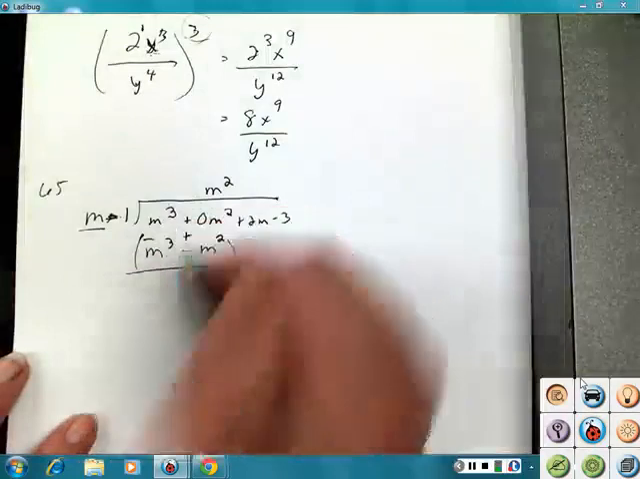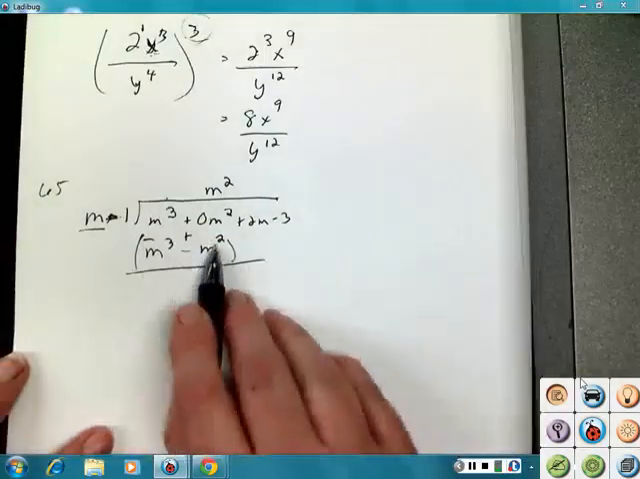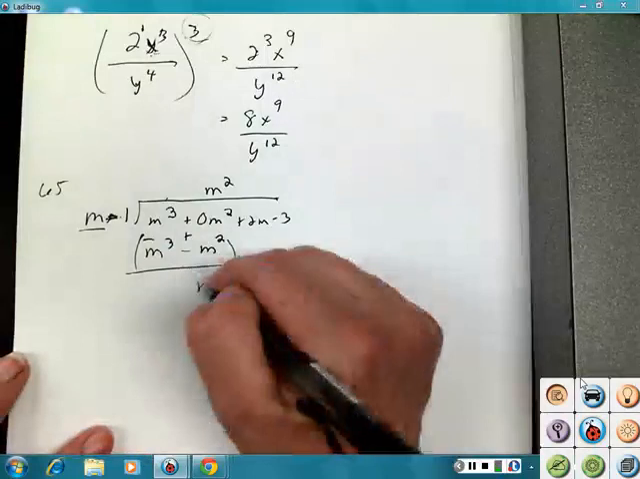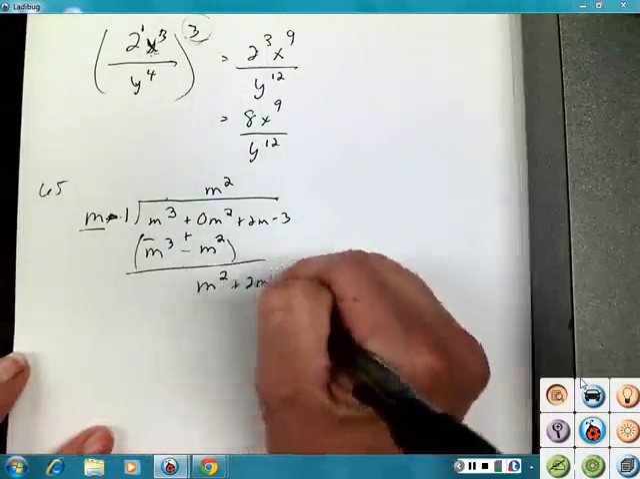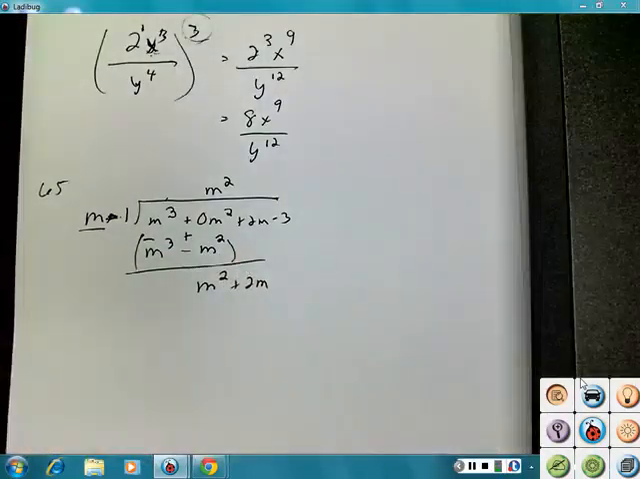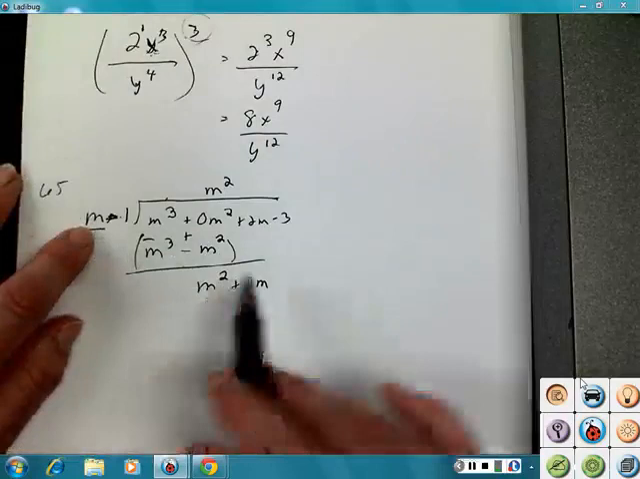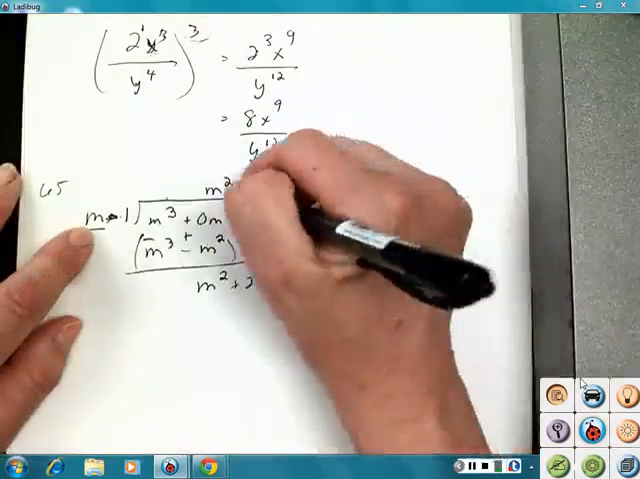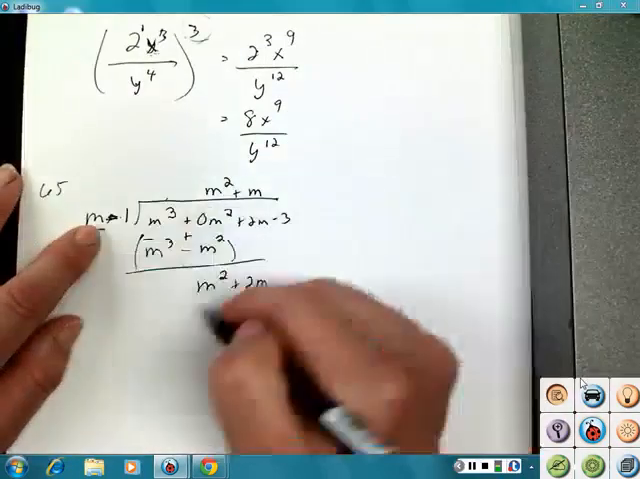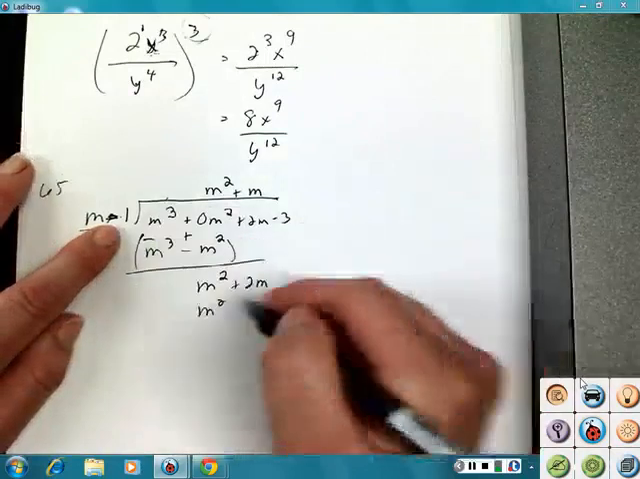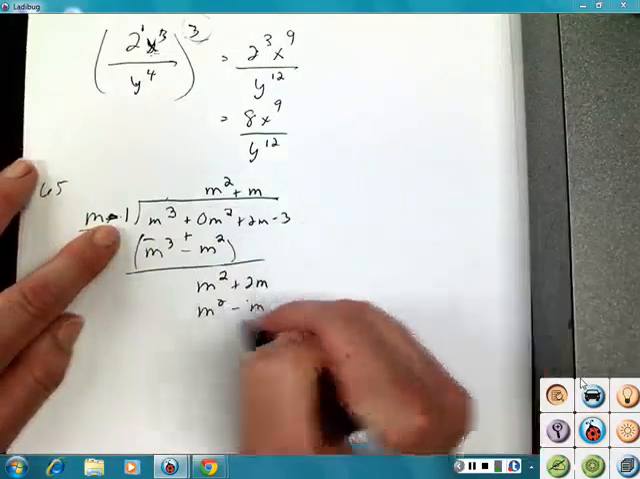Change my signs. So the m cubes are gone. The 0m squared plus an m squared is just an m squared. Bring down my 2m and do my multiplication. What do I gotta do to m to make it look like an m squared? I need an m. M times m is m squared. M times a negative 1 is a negative m.